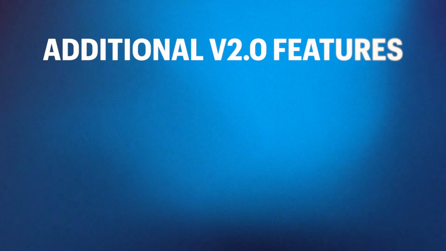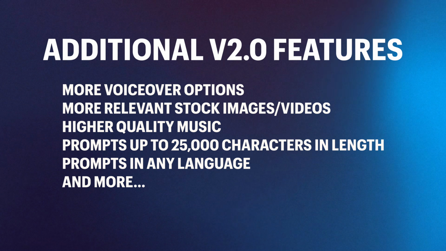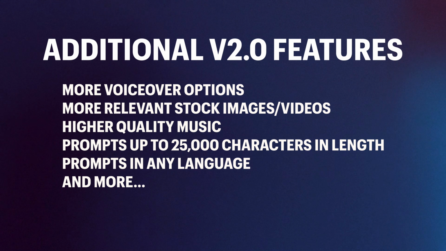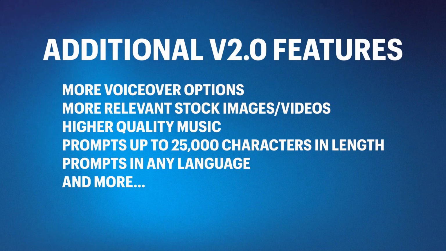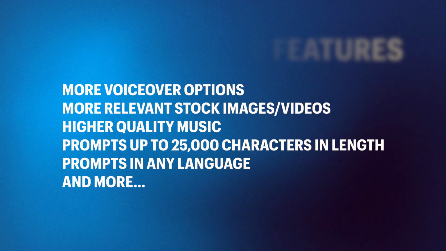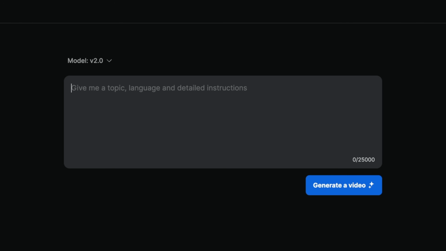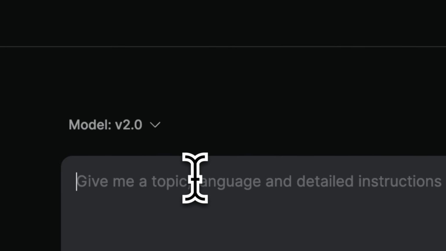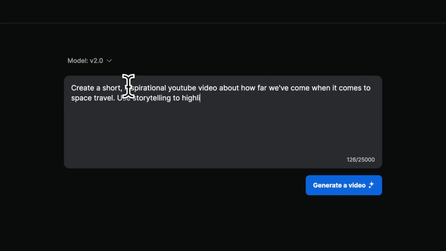Some of the other features of INVIDEO AI version 2.0 are a wider selection of voiceovers, more relevant stock images, higher quality music. It allows you to create prompts that are up to 25,000 characters long in any language that you want, and more. Now, let's write our prompt. For this video, the prompt that I'm going to use is create a short, inspirational YouTube video about how far humans have come when it comes to space travel. Use storytelling to highlight key milestones.